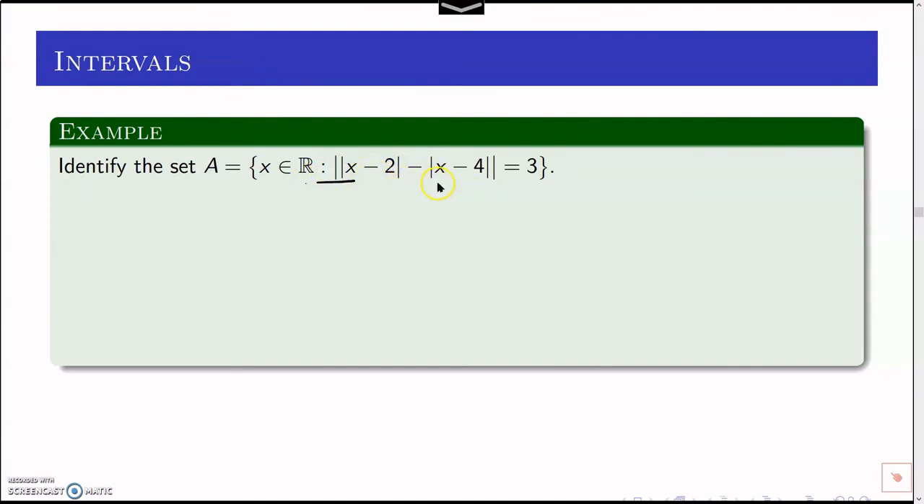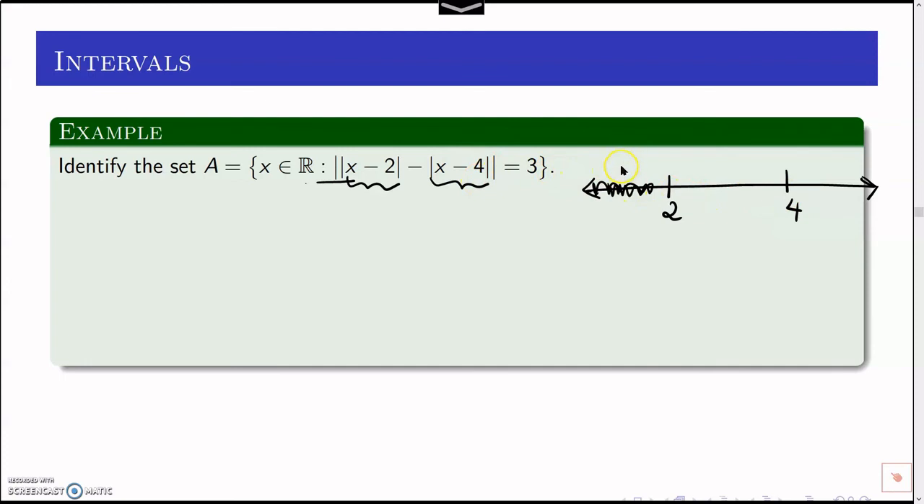Now I have modulus of x minus 2 and modulus of x minus 4. So the values of these two will change as you move across 2 and across 4. To get the idea, I will put the numbers 2 and 4 on the number line. 2 is here and 4 is here. Now if x is less than 2, then x minus 2 would be negative, and since the number is also less than 4, x minus 4 will also be negative.